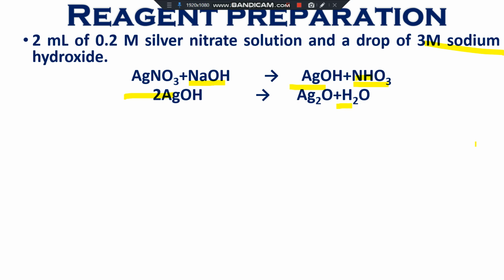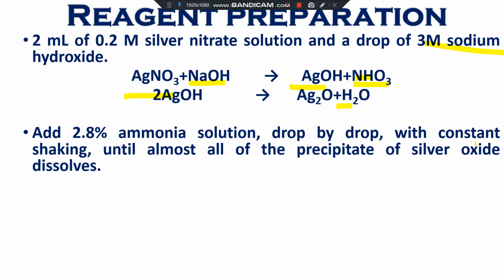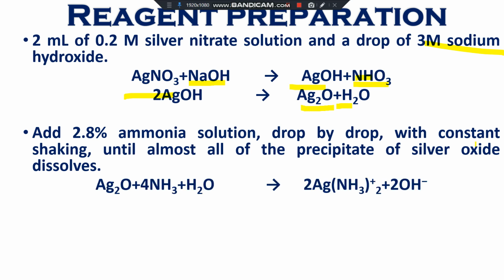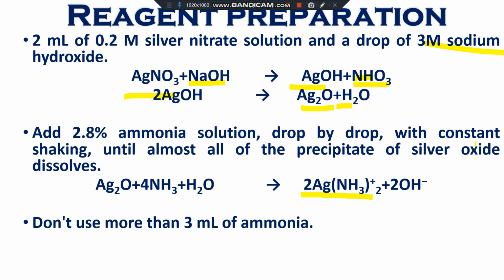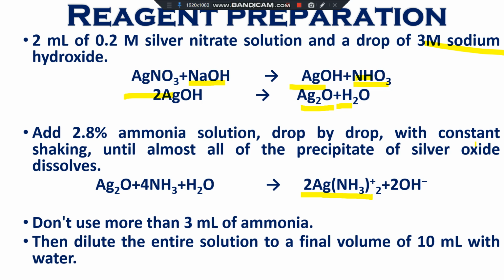In the second step, we add 2.8% ammonia dropwise into this silver oxide. This silver oxide reacts with ammonia, so we get ammoniated silver, and the oxygen will be obtained in the form of OH. Don't use more than 3 ml of ammonia in any case. The final volume should be 10 ml with water. This is how you prepare the reagent. You have to add ammonia until the Ag2O is completely dissolved.